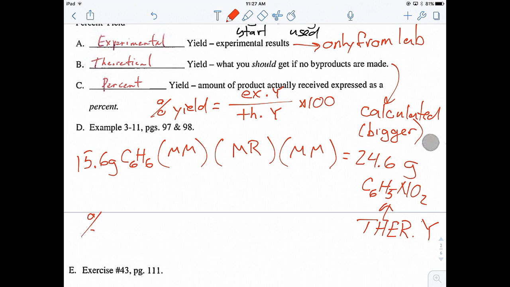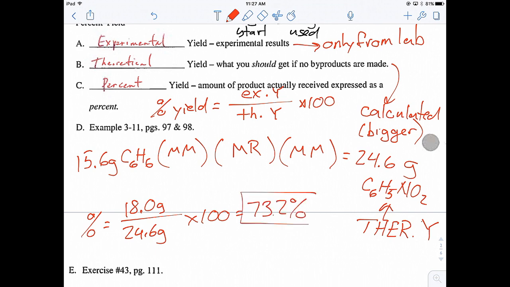To find the percent yield, we simply do the experimental yield, which the problem gives us, because we can't do a lab, obviously, when we're doing our homework. 18 grams experimental over our 24.6 grams theoretical times 100, and that gives us 73.2%, meaning only 73.2% of the atoms that could react actually reacted and produced that product. There were no other byproducts produced in this lab.